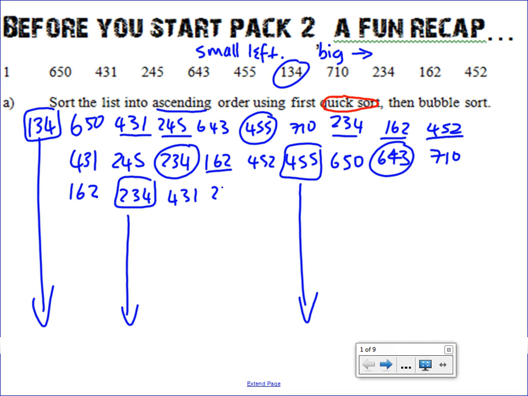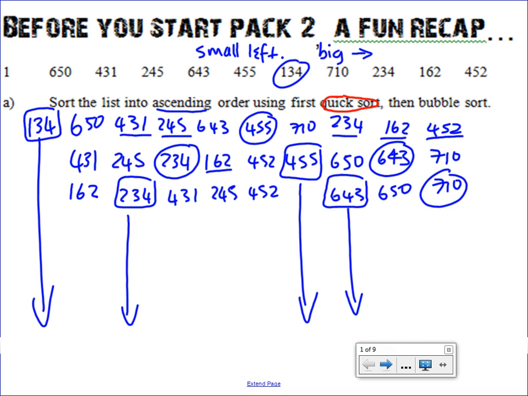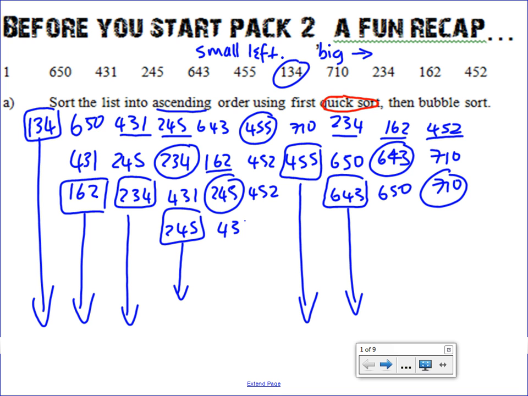4, 3, 1, 2, 4, 5, 4, 5, 2. Over this side, 6, 4, 3, now fixed, 650 and 7, 10. So we can now pivot 7, 10, and this is on its own, so that could be fixed, and 2, 4, 5. Things less than 2, 4, 5, nothing. So 2, 4, 5 can go here fixed, followed by 3, 4, 1, and 4, 5, 2.